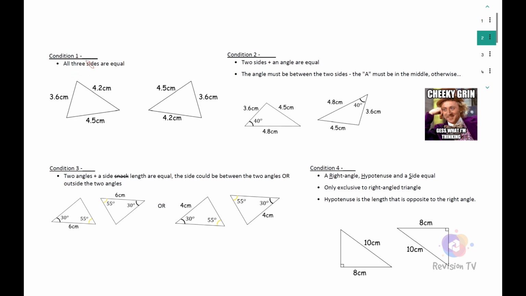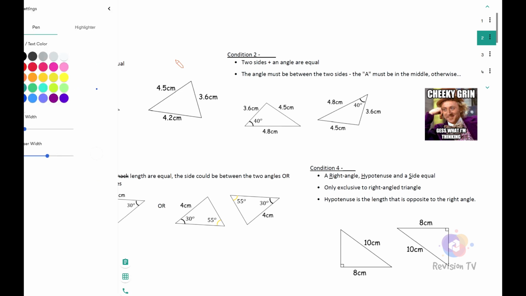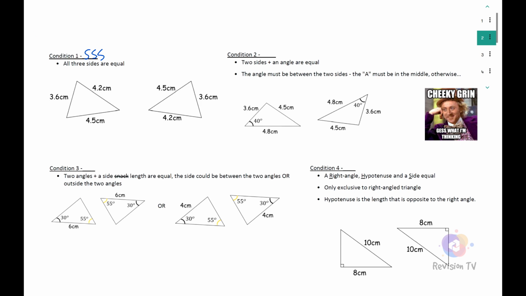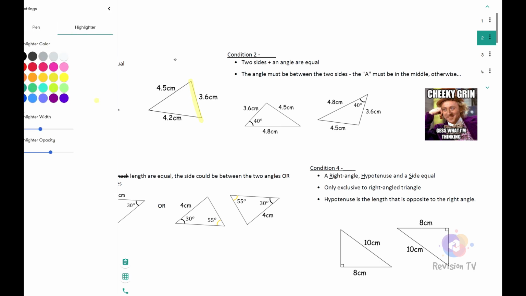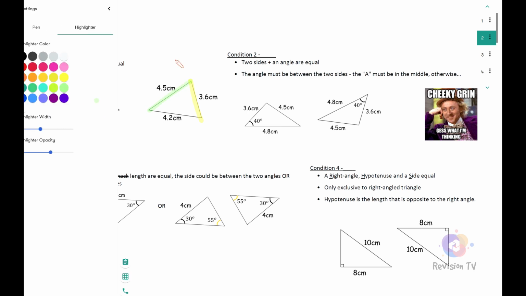We are going to deep dive into each condition one by one. The first condition, as I said, is called SSS, side, side, side, when all 3 lengths are equal. Now, time to pull out your plethora of colored highlighters. I know everyone has a full range of colors of highlighters. So for example, we have a 3.6 and a 3.6 in here. And then we also have 4.5 and a 4.5. And then a 4.2, linking 4.2.